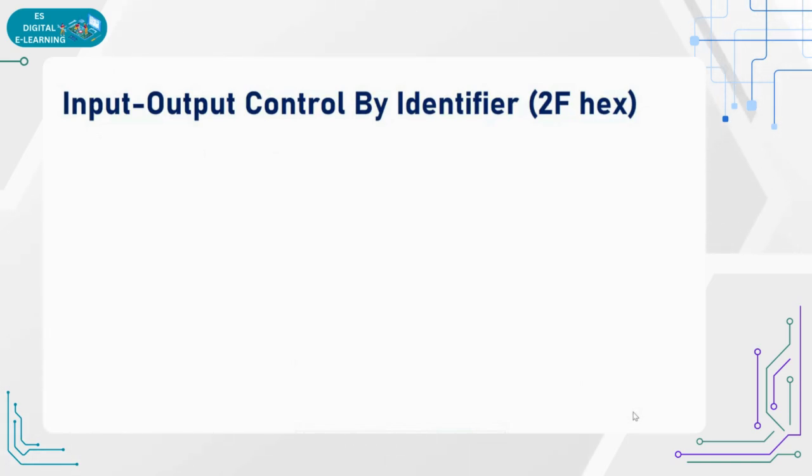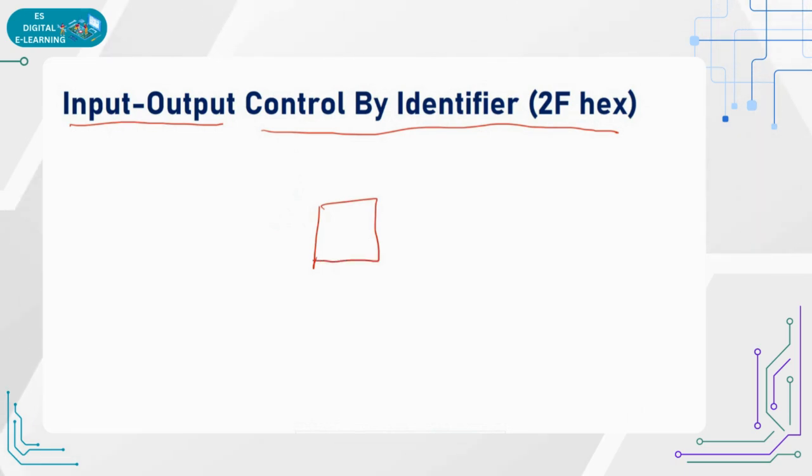Input output control by identifier. Write down input output control by identifier. That is 2F. What is the purpose of this input output control? I have a controller where my output is the motor. Imagine I have a fan or motor, anything, it's fine. Behind the fan there will be the motor.